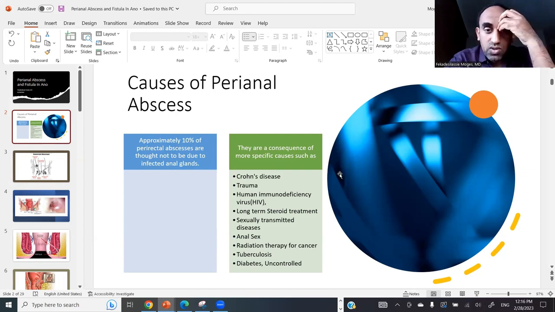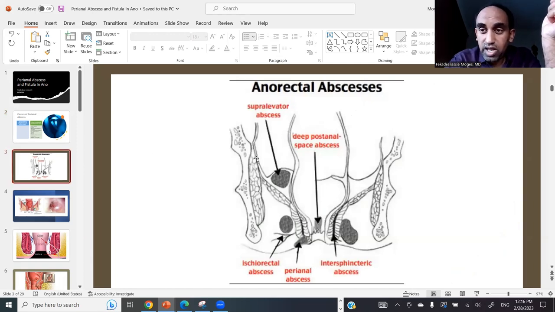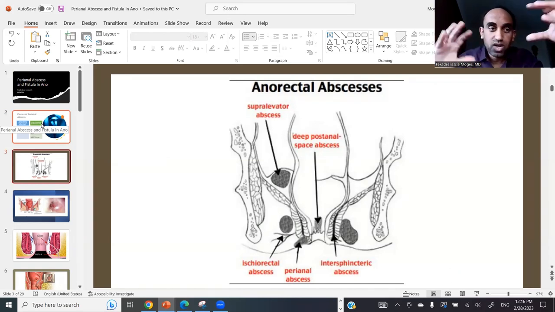So there are consequences of more specific causes like Crohn's disease, trauma, HIV, long-term steroid treatment, sexually transmitted diseases, anal sex, radiation therapy, TB, diabetes which is uncontrolled. These are common risk factors. So whenever you see a patient with perirectal abscess or perianal abscess, these are risk factors, these are potential causes. So when you take history, you are not only talking about the swelling around the anus, but you have to go in greater depth and try to find out what is the predisposing factor, okay?